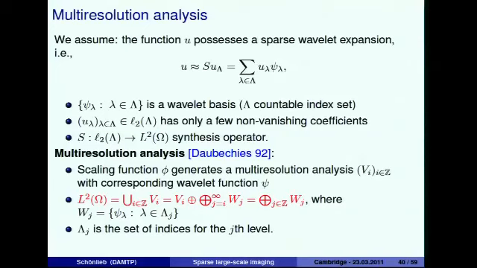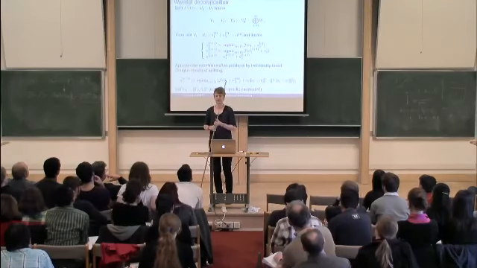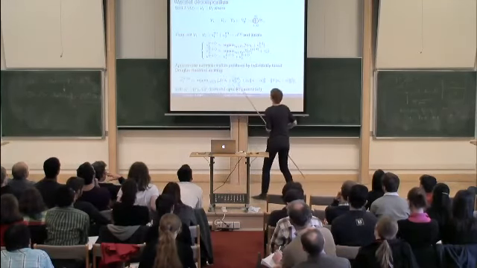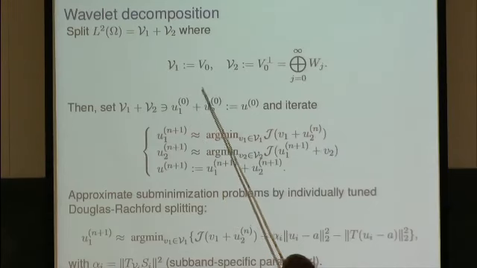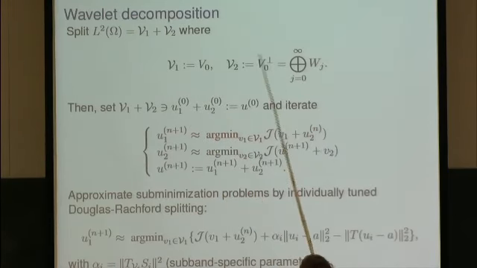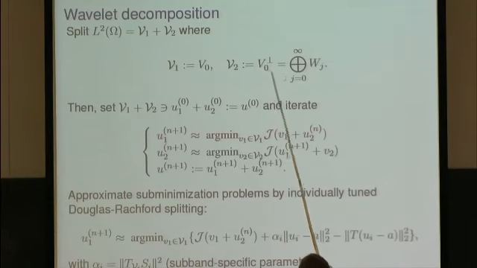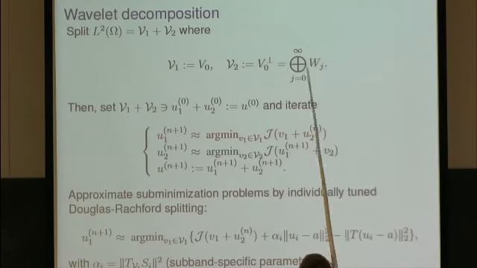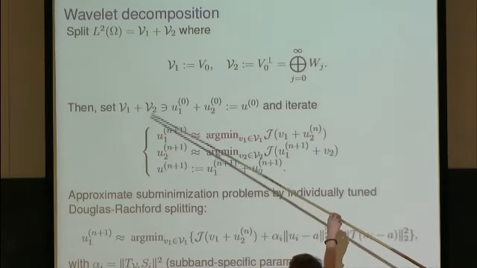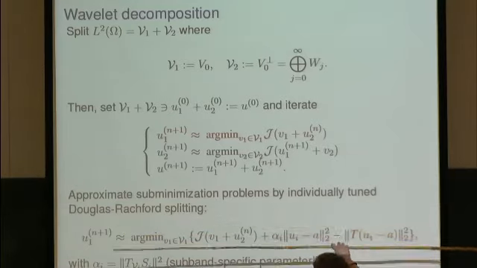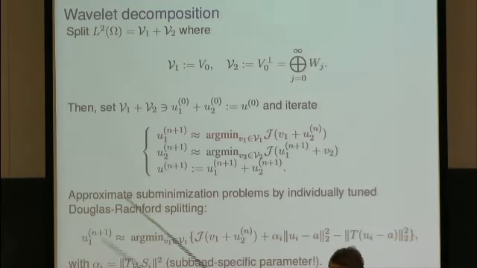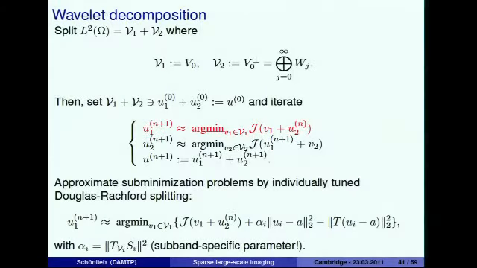And then the idea is, if we again stick to decomposition into two spaces, we decompose L2 of omega into V0 and into the orthogonal complement of V0, into the direct sum of the wavelet spaces Wj. And then what we do is we minimize alternatingly J on each of these two subspaces. So first of all, what you immediately might object is, okay, we have not reduced the dimension of our problem, because the dimension on each of these problems is the same, right?